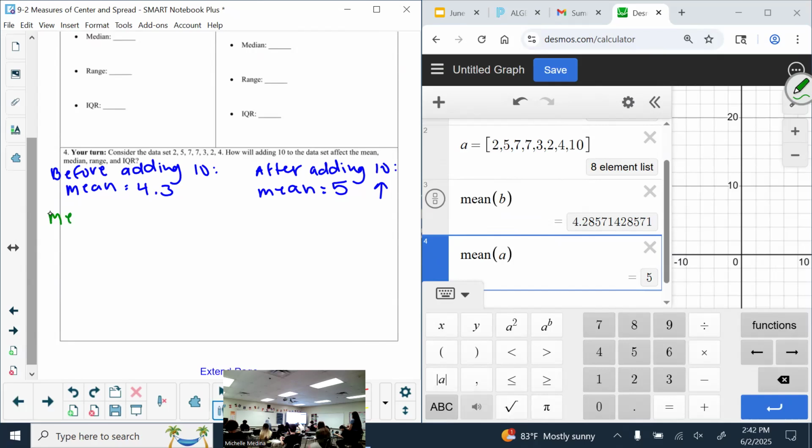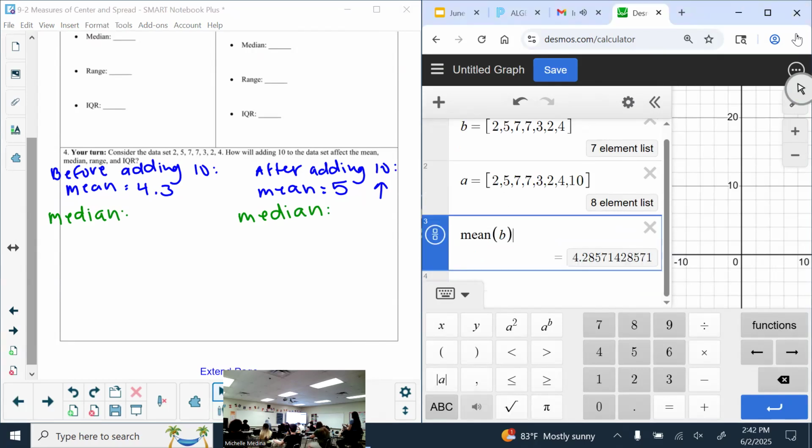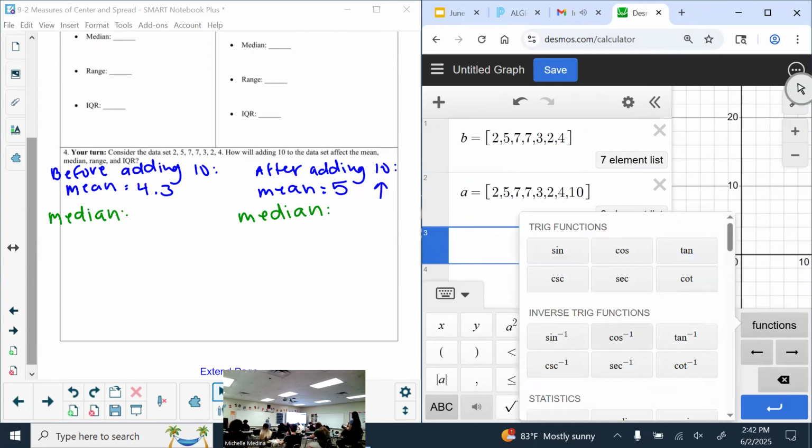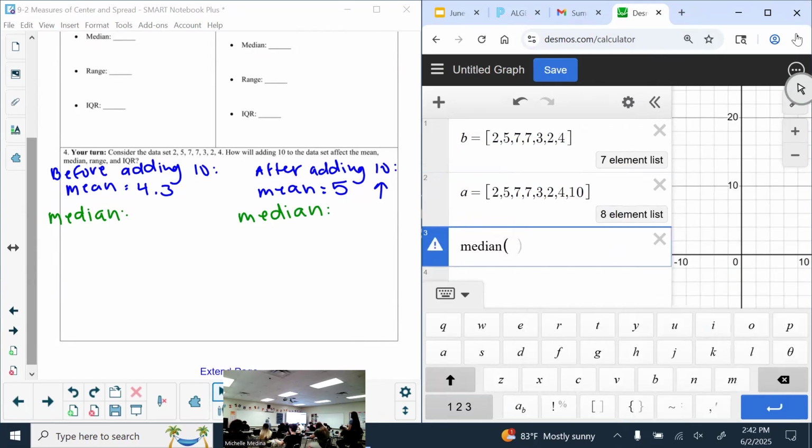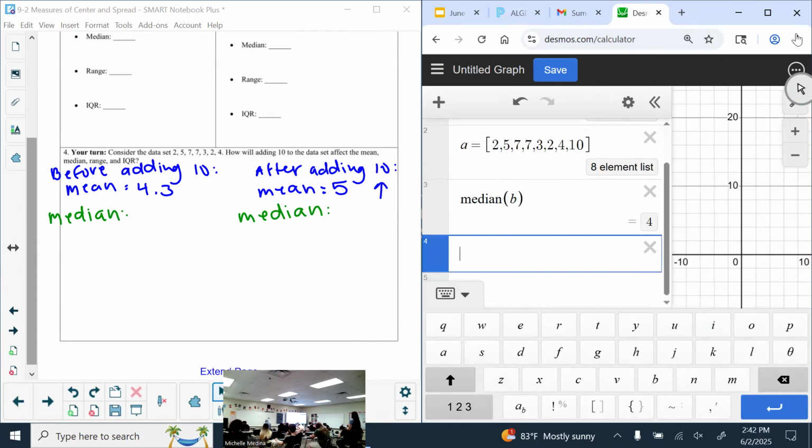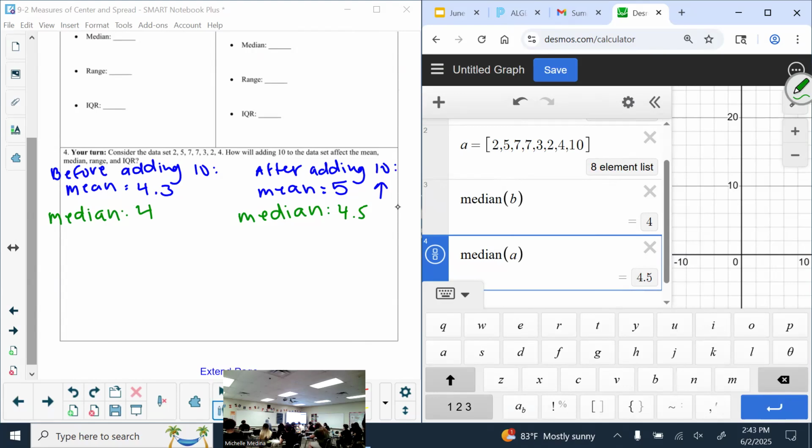Median, it kind of just depends. If there's a lot of the same number in the middle, then it might not change at all. Median is something that was in your little functions list, so it can verify the median for you. So let's see. B is what I'm calling it for before. It could be whatever you want to call it for your labels. So I have now my median for after. I called that A. So it went from 4 to 4.5. How would you describe that change? Did it increase, decrease, or stay the same?